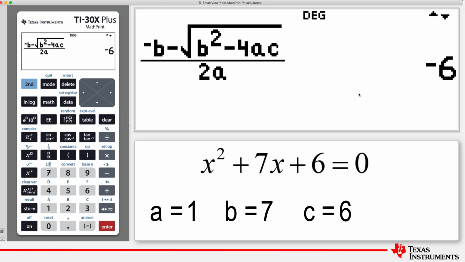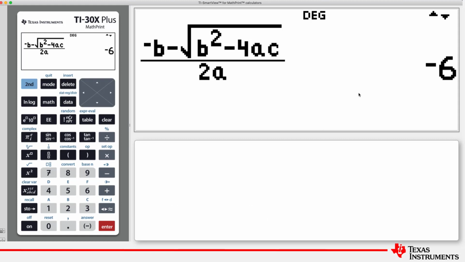So remember, scrolling back to highlight the formula really saves time, since you don't have to re-enter the formulas over and over again, which is a time saver.